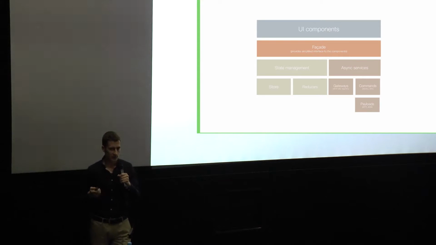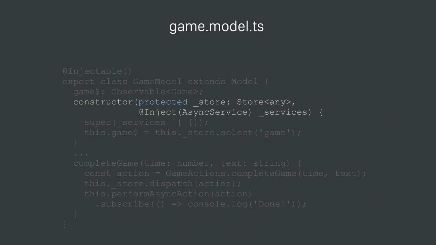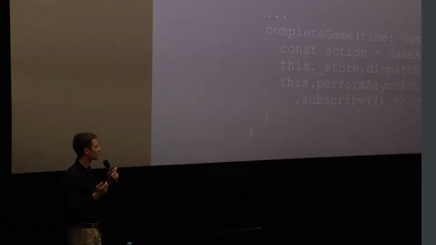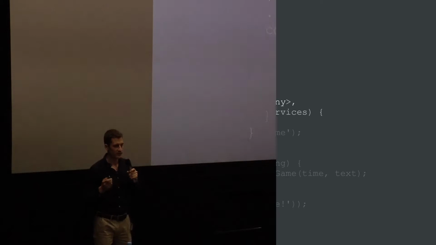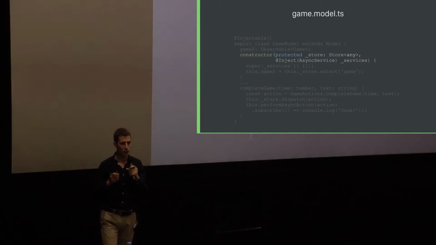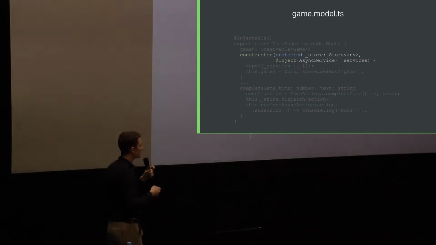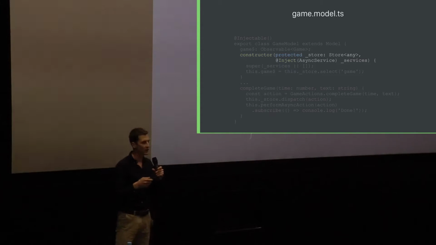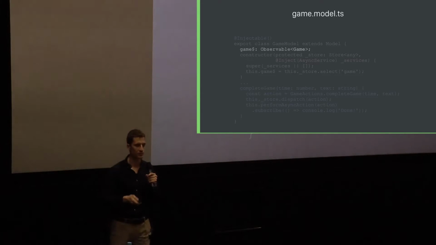Now let's take a look at this facade, at this model. The game model has a constructor where it accepts the store. This is the store from, we can think of it as the store from Redux. And it also accepts a set of asynchronous services. And also notice that the model has a property called game, which is an observable. This is an observable stream of all the changes that happen in the store. So once we change the store somehow, we are going to emit the store through this observable here.